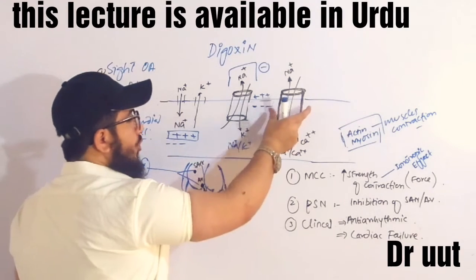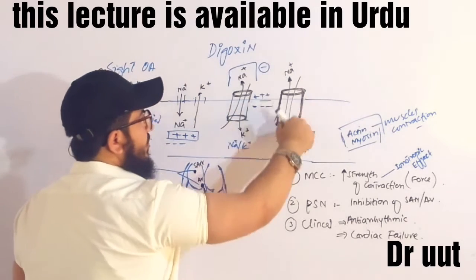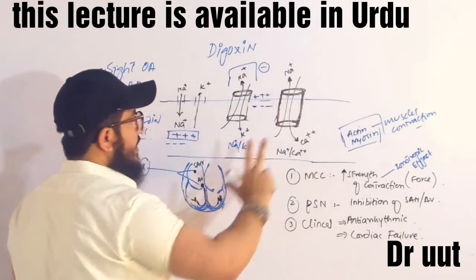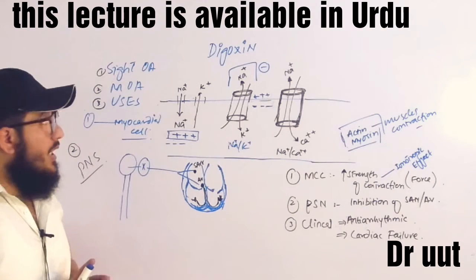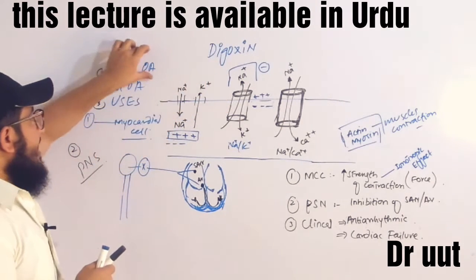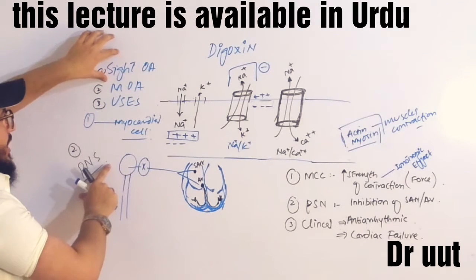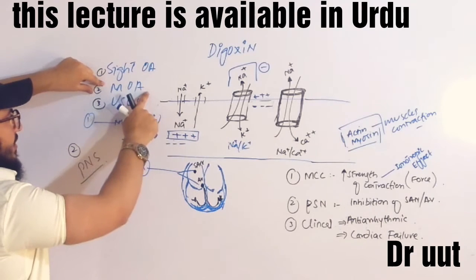And we have the sodium-calcium pump, through which the sodium will move out and calcium will move in. This is the normal mechanism of the myocardial cell. Now, what is the mechanism of action of digoxin on the first site? Means, sites of action we have two, myocardial cells and parasympathetic. And now we'll come towards the mechanism of action of each.